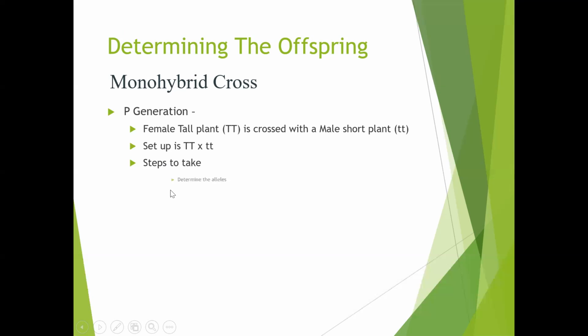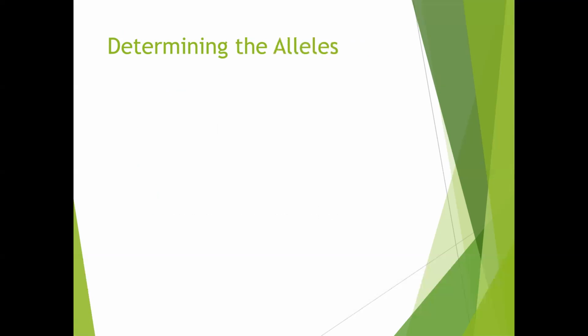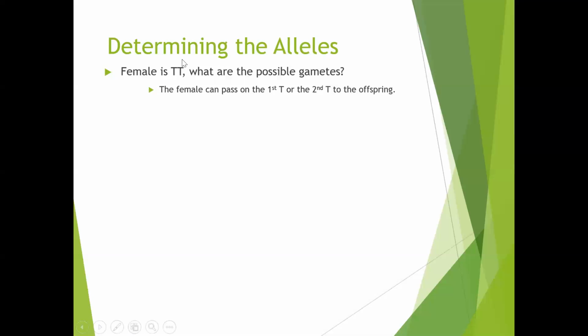So let's look at some steps to take. And you're going to do this for every Punnett square that you do. So the first thing you need to do is determine the alleles. Then you're going to set up the Punnett square. And then you're going to determine the ratios. So let's go ahead and do that. So the female is big T, or homozygous dominant. So what are her possible gametes, or alleles, that she's going to possibly give? Well, when these separate or segregate, she can give that first dominant allele or that second dominant allele to the offspring. So our possible alleles are big T or a big T.